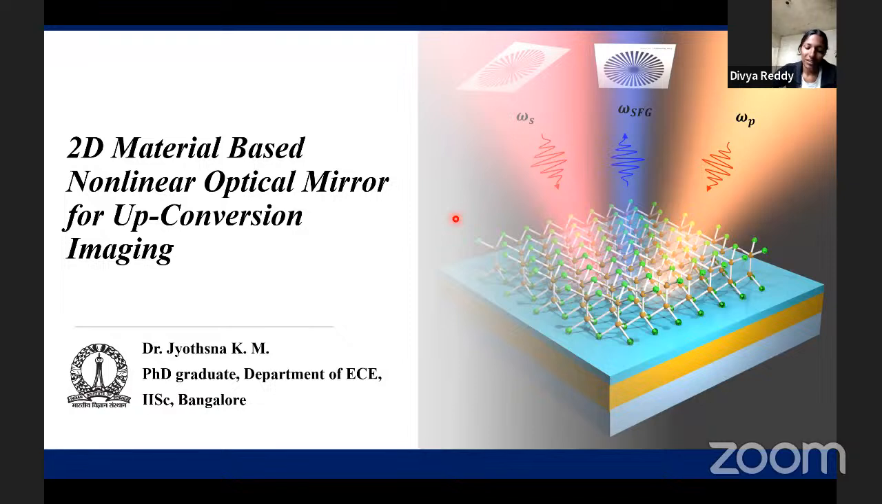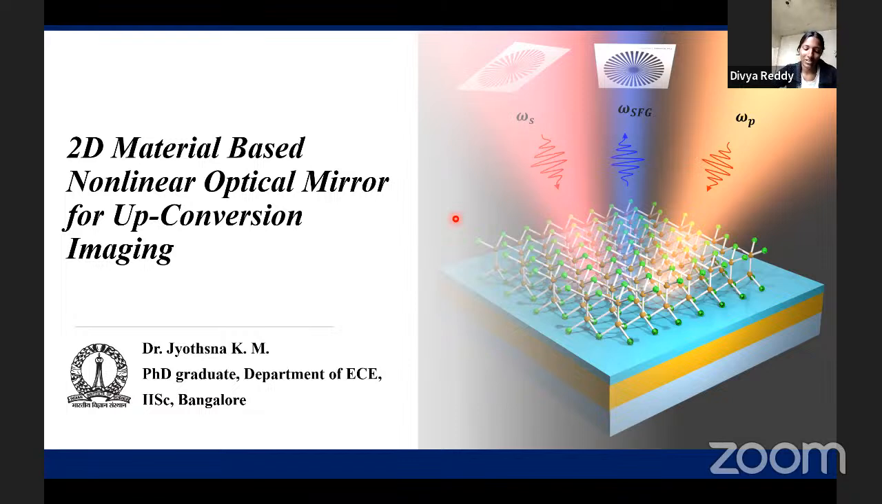And this weekend we have an opportunity to engage and participate in an interactive session on 2D material based nonlinear optical mirror for upconversion imaging. Here we explore new things on 2D materials.